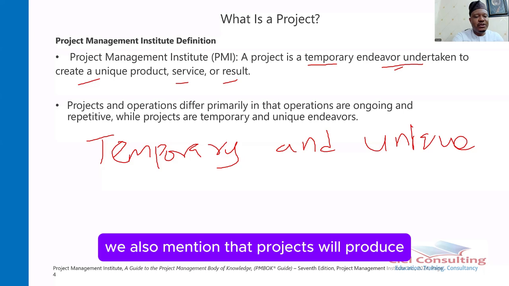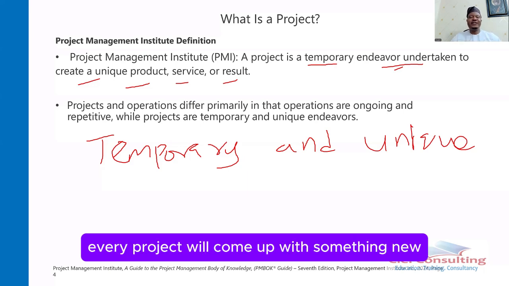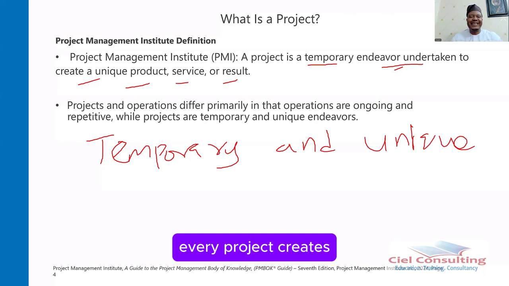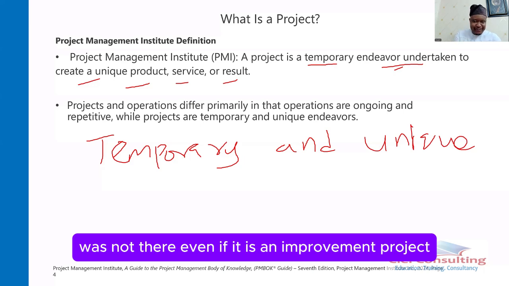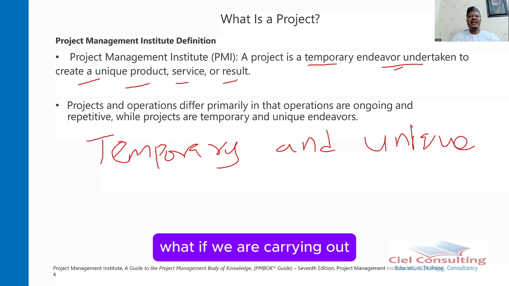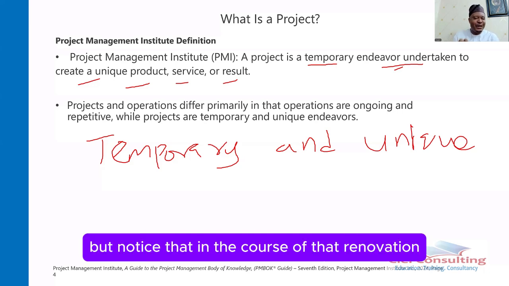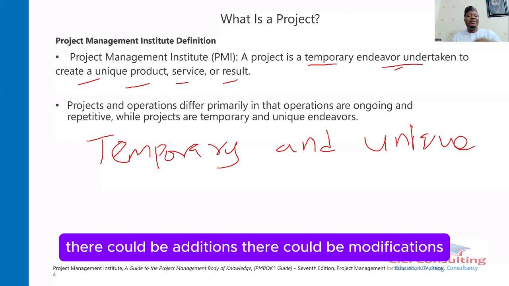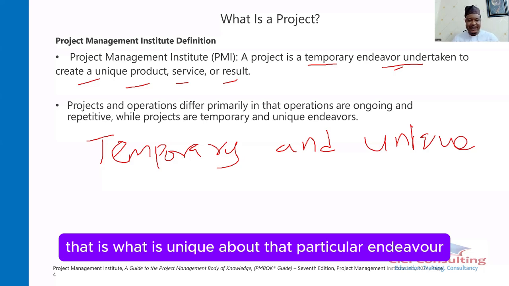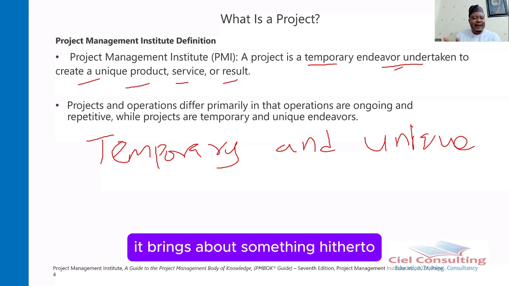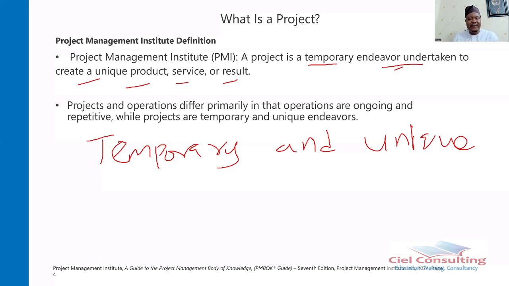We also mentioned that projects will produce a unique product, service, or result. In other words, there are no two projects that are the same. Every project will come up with something new, something that hitherto was not there, even if it is an improvement project. Sometimes some persons will ask, what if we are carrying out, for example, a renovation of our office building? Yes, that's a project. But notice that in the course of that renovation, there could be additions, modifications, or removal of certain things from the building itself. That is what is unique about that endeavor: it brings about something that was not there before. That's why we mentioned that it's undertaken to create a unique product, service, or result.